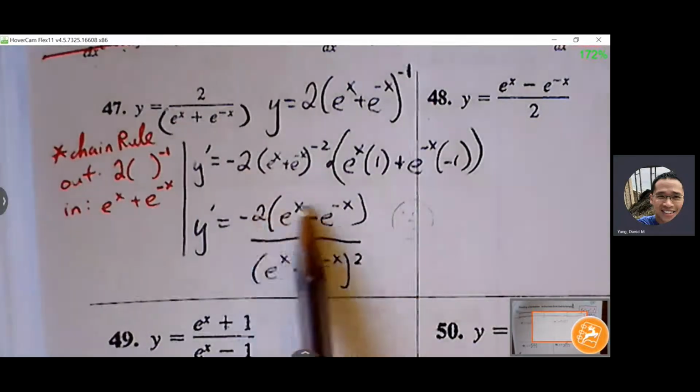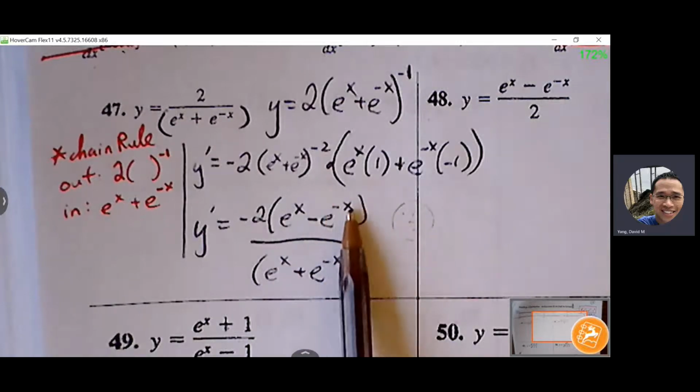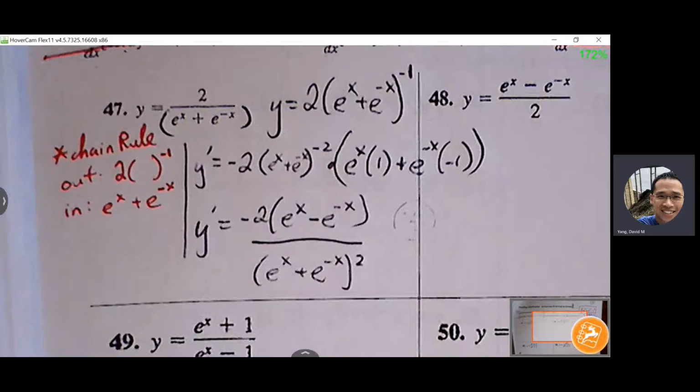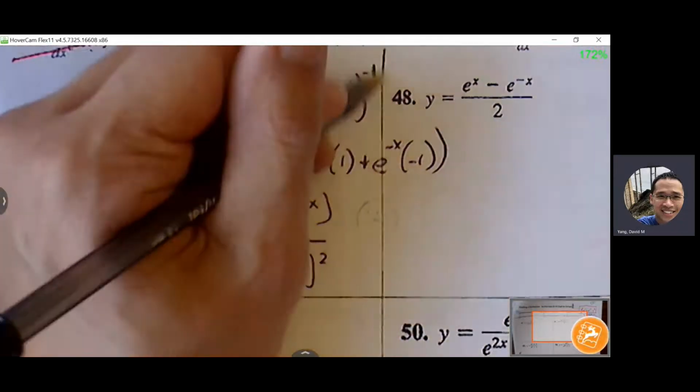You can distribute the -2 through, but you don't have to. And also, we can't cancel anything out, right? And then it's okay that we have some negative exponents left over. Let's just leave it in this form. Okay, questions with 47? Okay, look at 48.